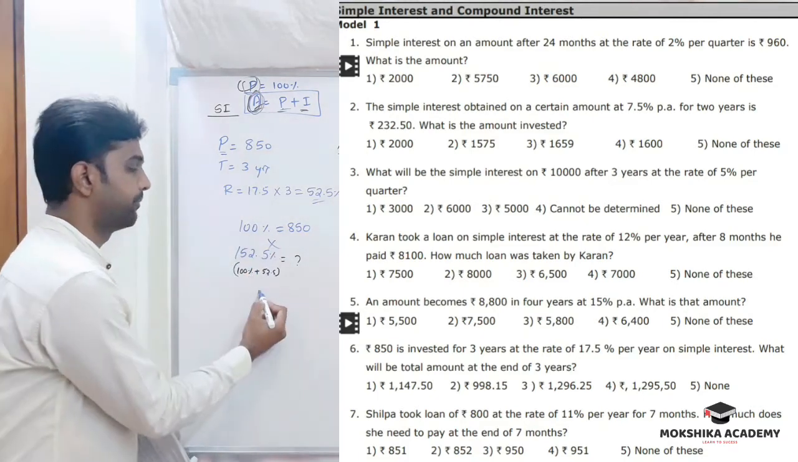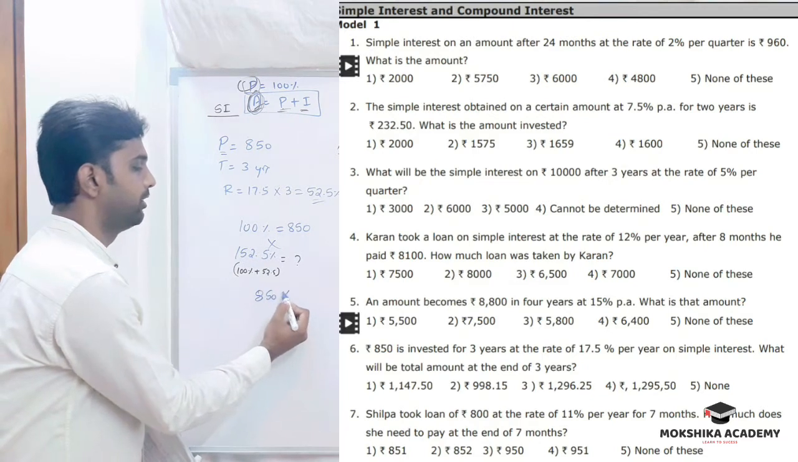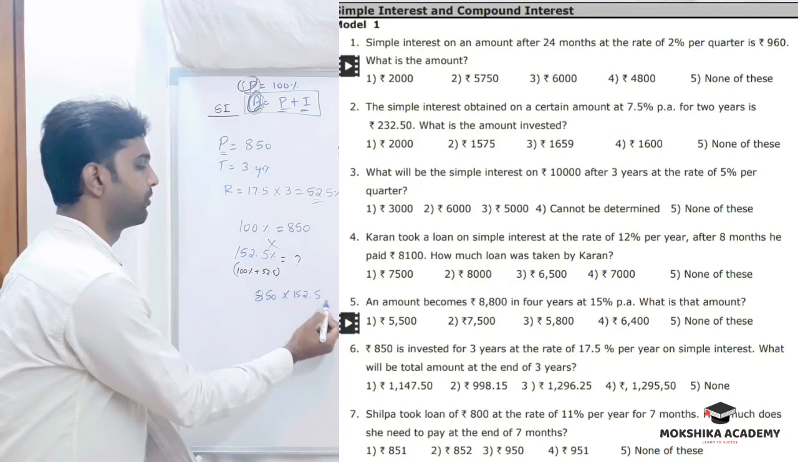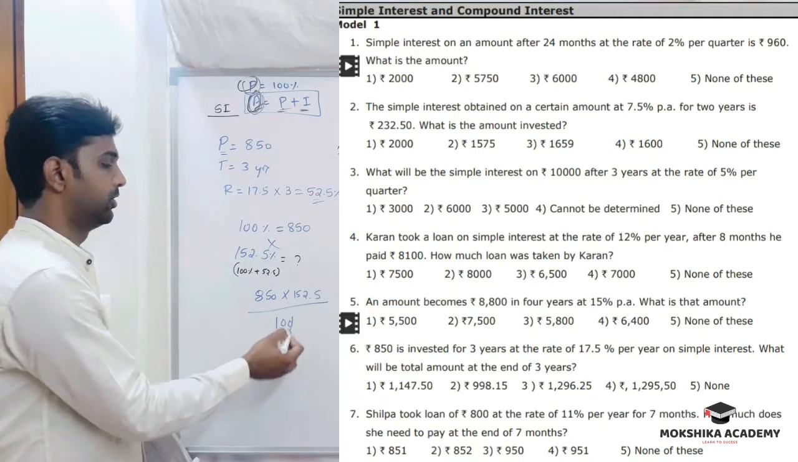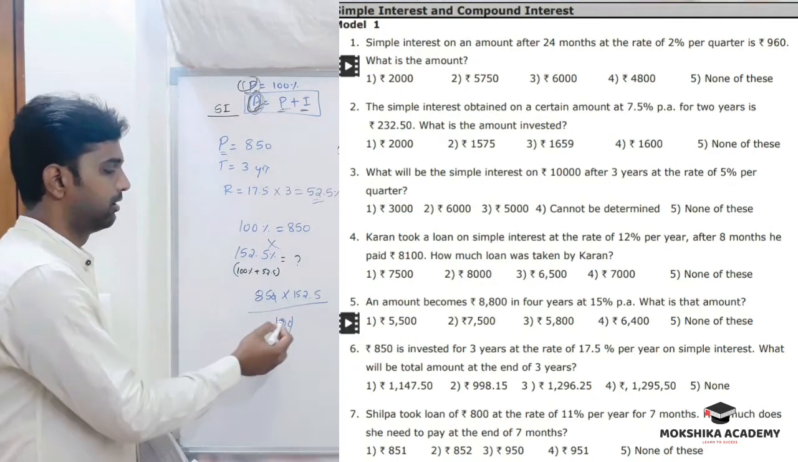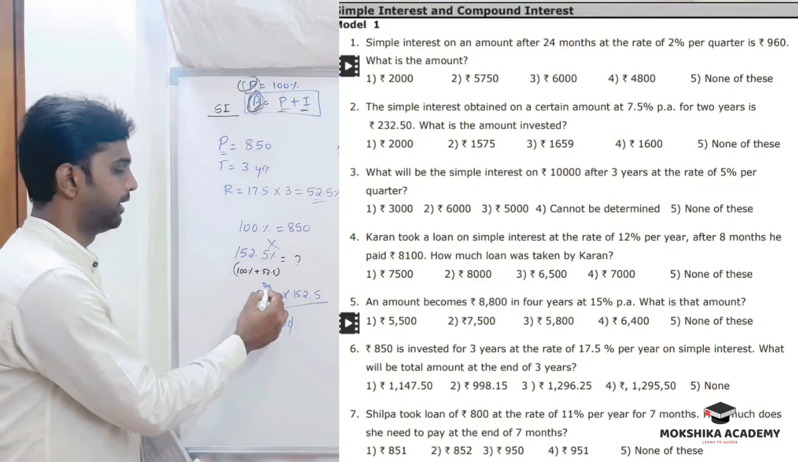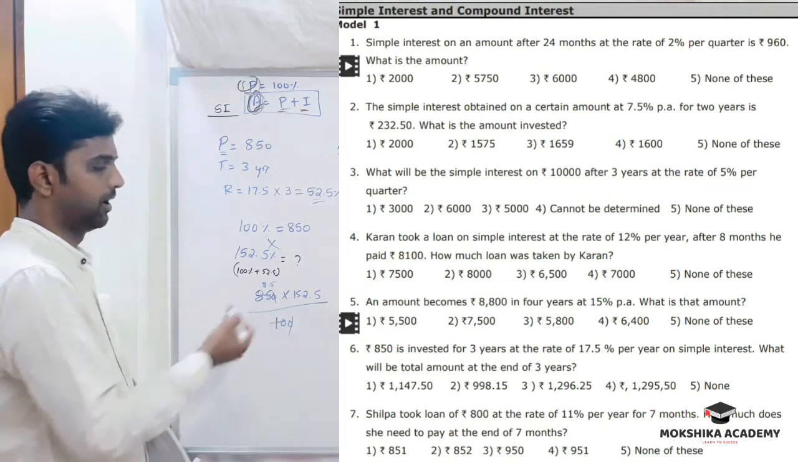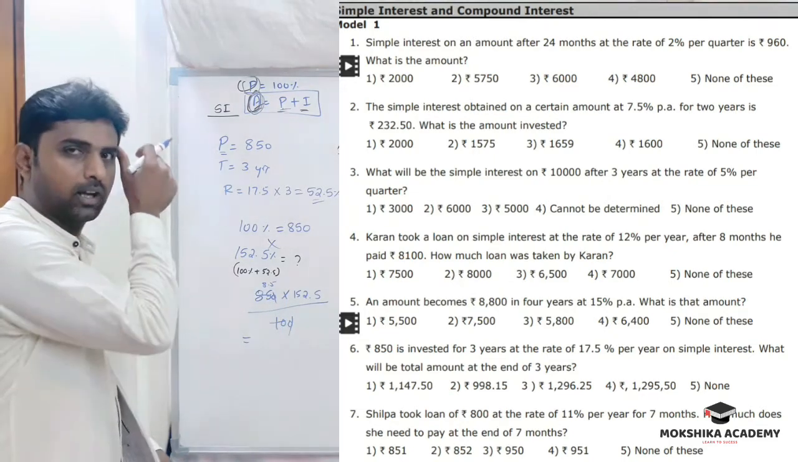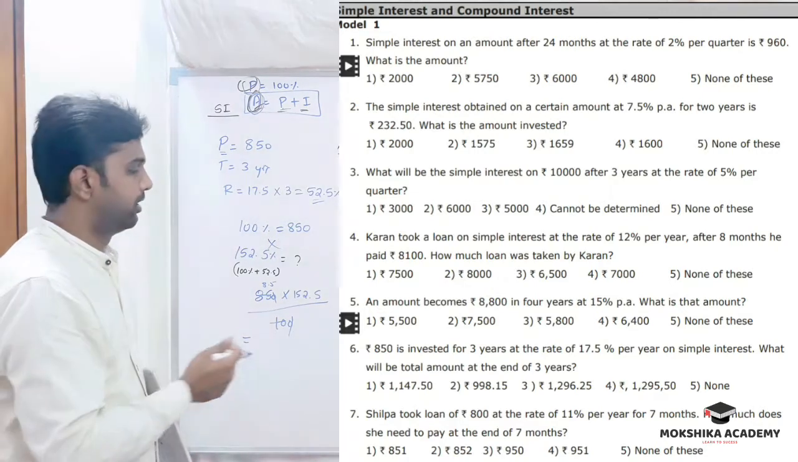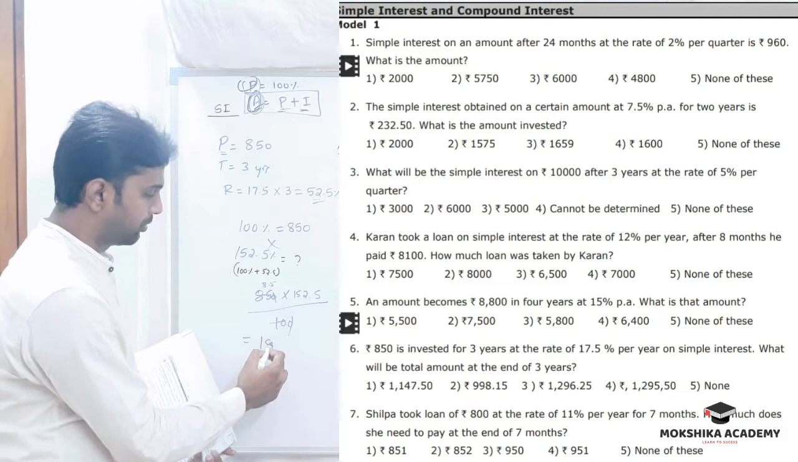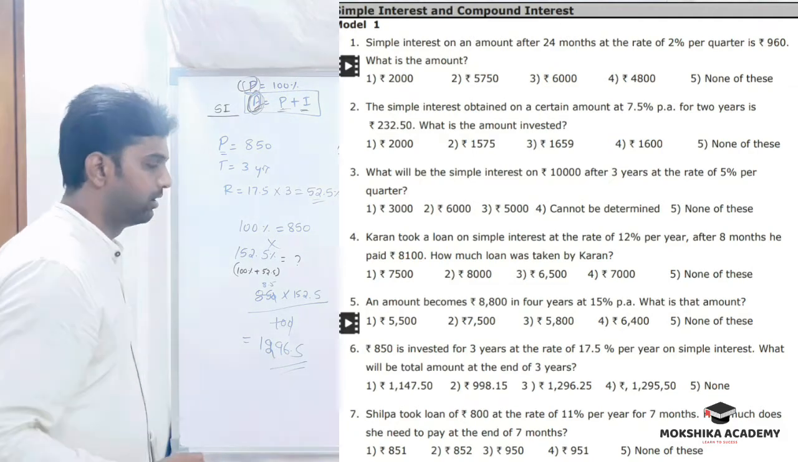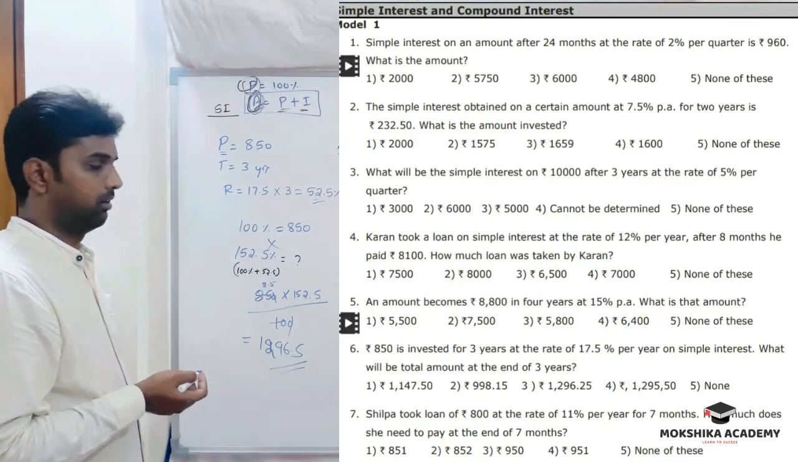So cross multiply 850 into 152.5 divided by 100. So the zeros will get cancelled. So this will become 8.5. If you divide 85 by 10, how much is it? 8.5. So then you multiply these two. So if you multiply, the answer will come to 1296.25. So how to do that, sir?